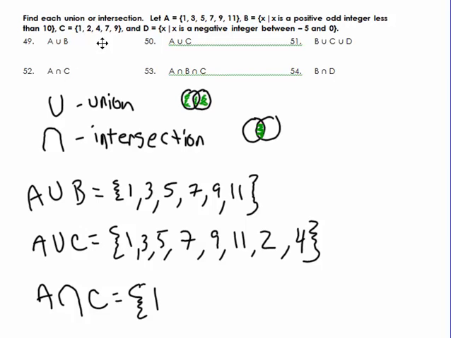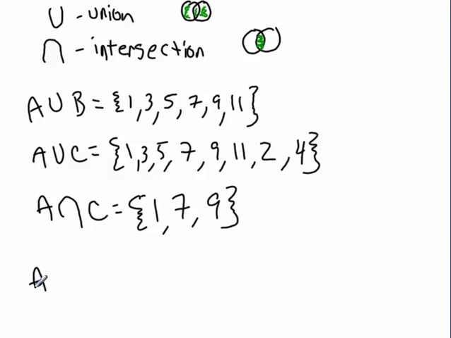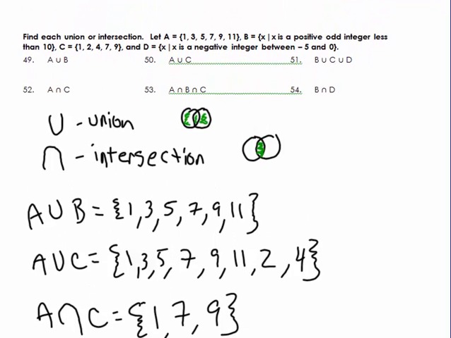7, is that in both of them? Yeah, 7 is in both of them. 9 in both? Yeah, 9 is in both. 11, no. Okay, so that's my intersection of A and C. Now it wants the intersection of A, B, and C. So for A intersection with B intersection with C, I want to list out all of the elements that are in A, B, and C.